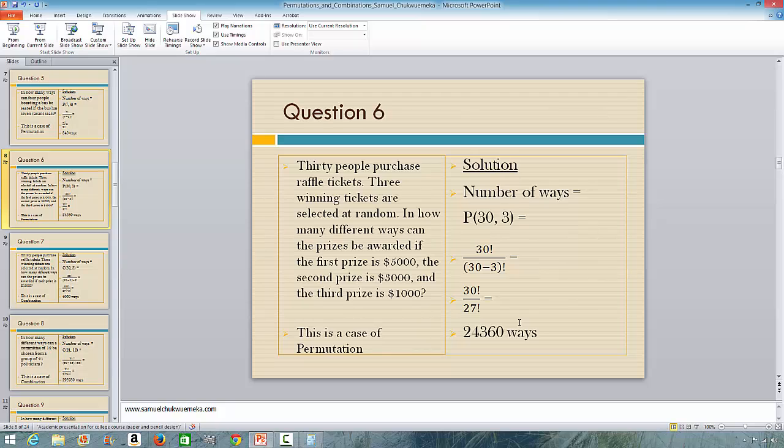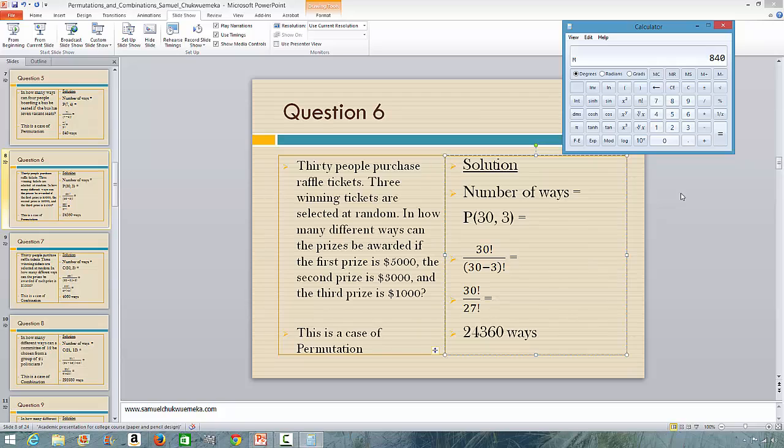If you look at this question first, we know that it's a case of permutation. Why? Because there is an order here. They specified what the first prize will be, and somebody has to claim the first prize. Somebody has to claim the second prize. Somebody has to claim the third prize. So there is an order here: first, second, third. And in that case it is a case of permutation. So what you have to do is 30 P 3.